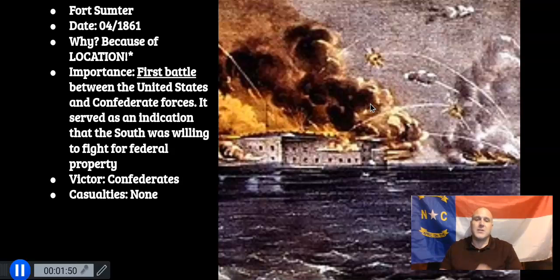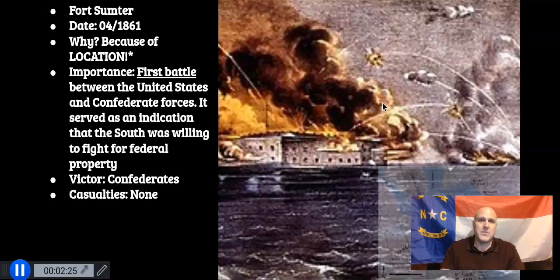Good thing about Fort Sumter is there's no casualties. Nobody dies. I think, if I remember correctly, there was only like 30 Union soldiers on Fort Sumter when it got bombarded by the Confederacy. So no casualties, but the first battle of the Civil War goes to the Confederates, and it's all because of the location, right smack dab in the middle of Charleston Harbor. That means you control everything that comes in and out of South Carolina. And if you were the Confederacy, you wanted that bad.